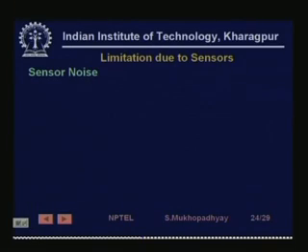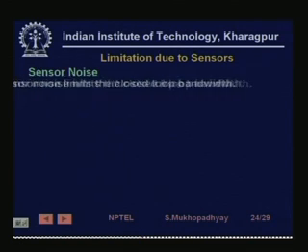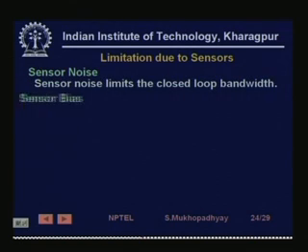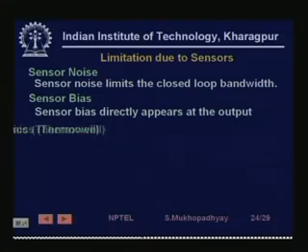Performance in a control loop can be limited by sensor noise. Sensor noise limits the closed loop bandwidth. If you increase the closed loop bandwidth, the noise will go to the output. If you have sensor bias, as we have discussed, especially in unity feedback control, exactly the same bias will appear at the output.